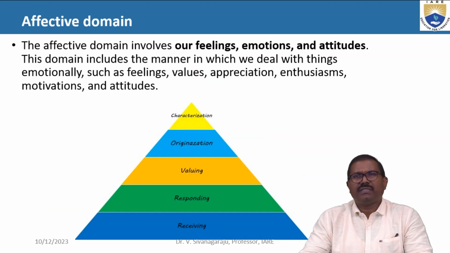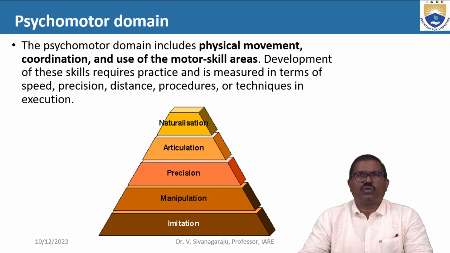Another is the affective domain. The affective domain also has some levels: receiving, responding, valuing, organization, and characterization. The affective domain involves our feelings, emotions, and attitudes. Another is the psychomotor domain. The psychomotor domain includes physical movement, coordination, and use of the motor skill areas. These also have some levels: initiation, manipulation, precision, articulation, and naturalization.